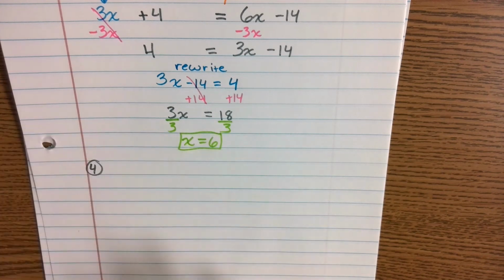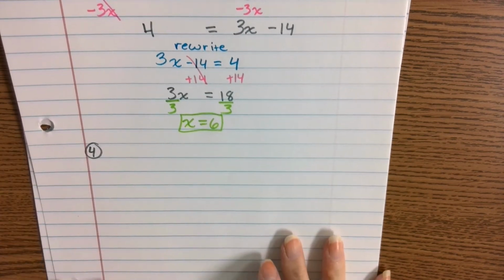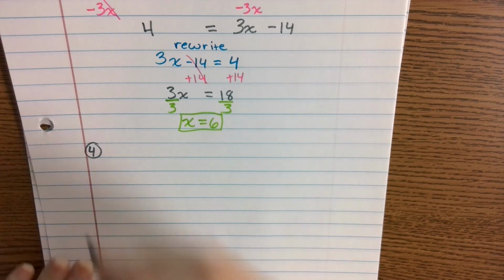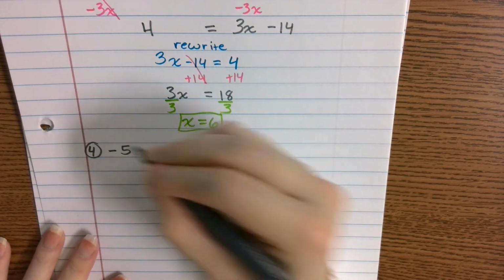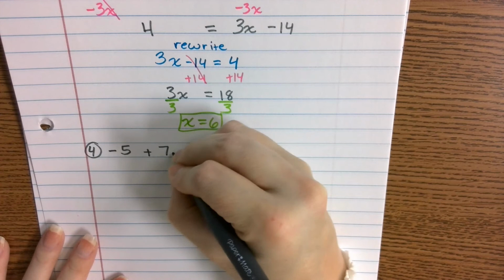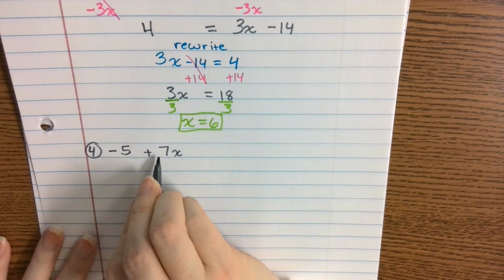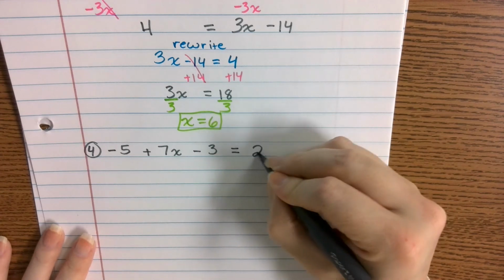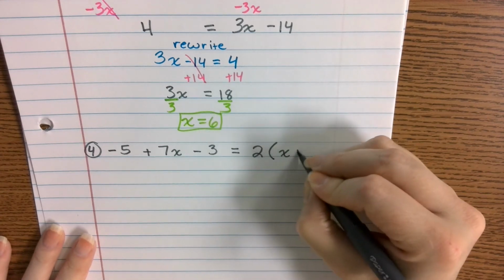Now, the most complex that it probably would ever get involves combining like terms and distributive property and variables on both sides. That's the most complex you would probably see. So we're going to do one more example where it involves all of those concepts. Negative 5 plus 7x minus 3 is equal to 2 times the quantity of x plus 1.